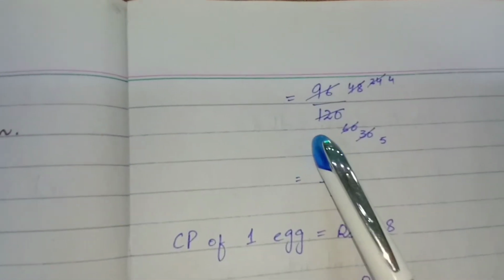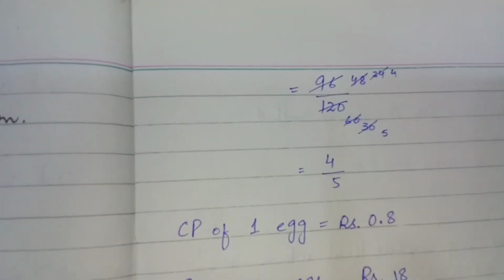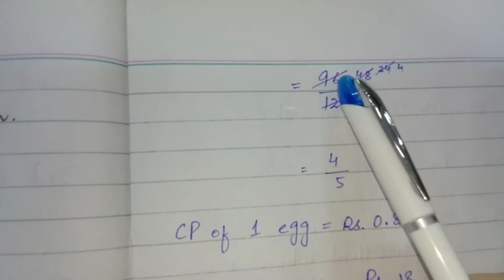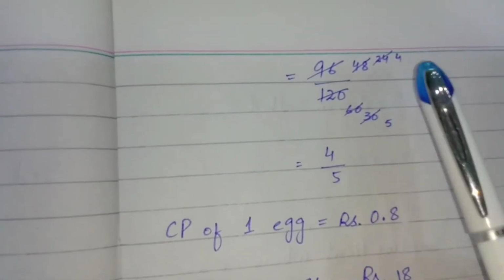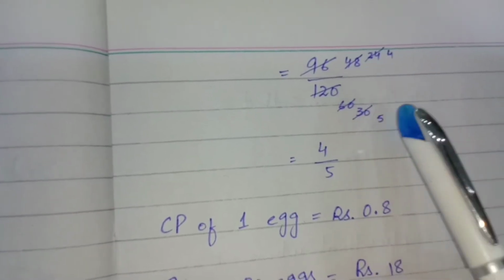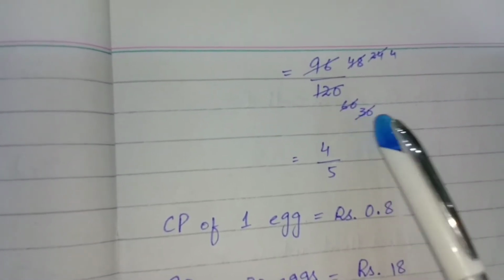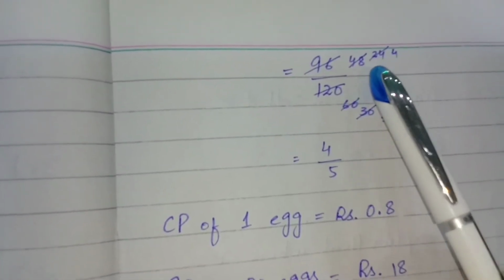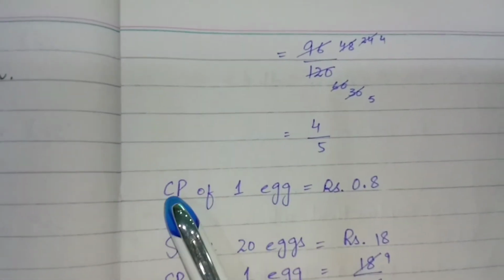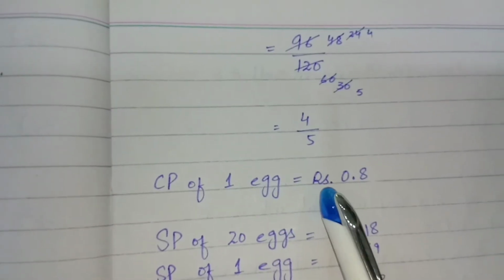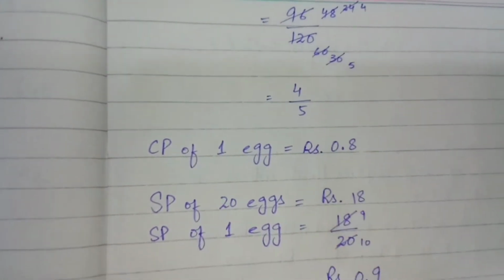And on the table of 2, 2 6s are 12, and 0, 2 4s are 8, and 2 8s are 16. Now 2 3s are 6, 0, 2 2s are 4, 2 4s are 8. And on the table of 6, 6 5s are 30 and 6 4s are 24. 4 over 5, and after dividing we get the CP of 1 egg. CP means cost price of 1 egg is equal to rupees 0.8.